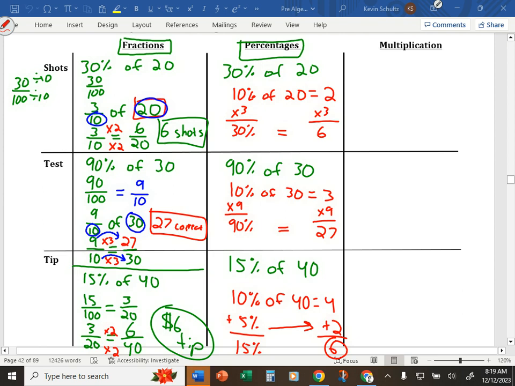All of that can be done mentally. It's easier when your percentage ends in a 0, because you just have to multiply. But when it ends in a 5, you can still get there by thinking if 10% is this, 5%, half of that would be this.